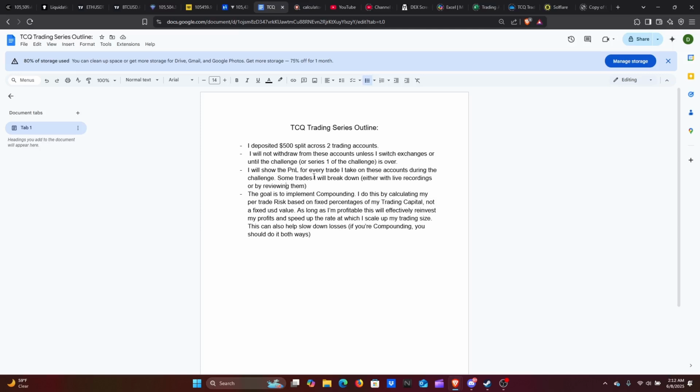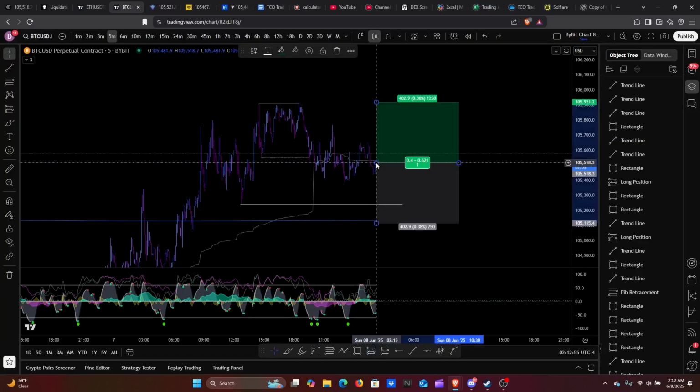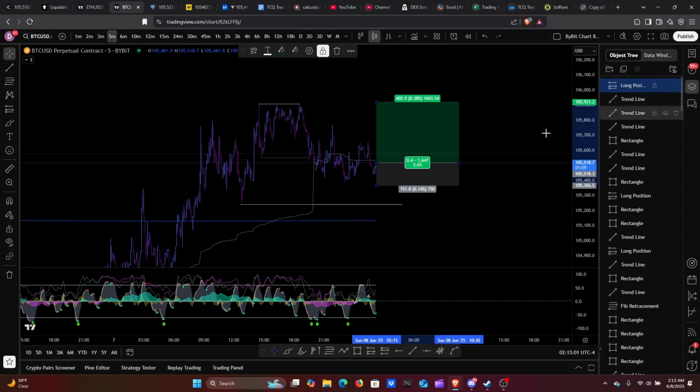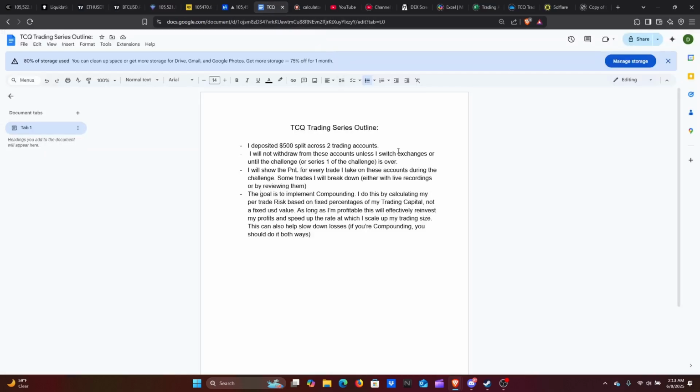Some trades I will break down either with live recordings while I am taking the trades or by reviewing them later. I'm thinking that for every trade I take, I'm going to lock the position marker in place and put it in a folder. So I kind of have a folder of all the trades I've taken in a week, or however long I decide to split these segments up into. But I am thinking that ideally I want to make it a weekly thing.